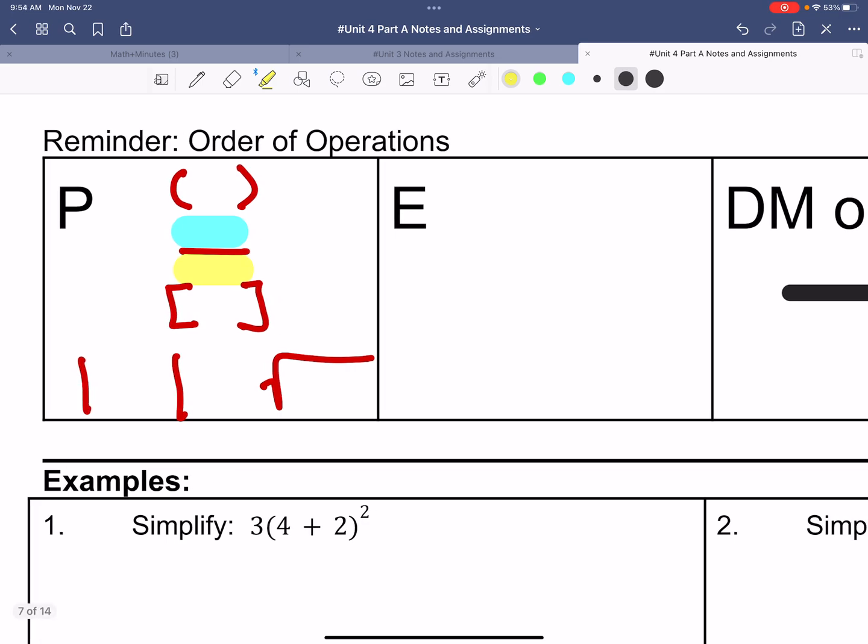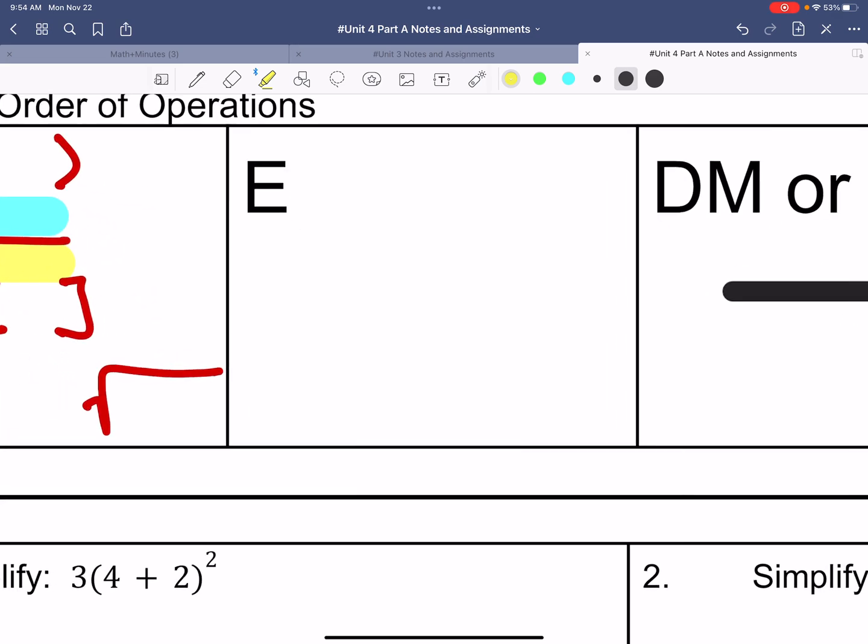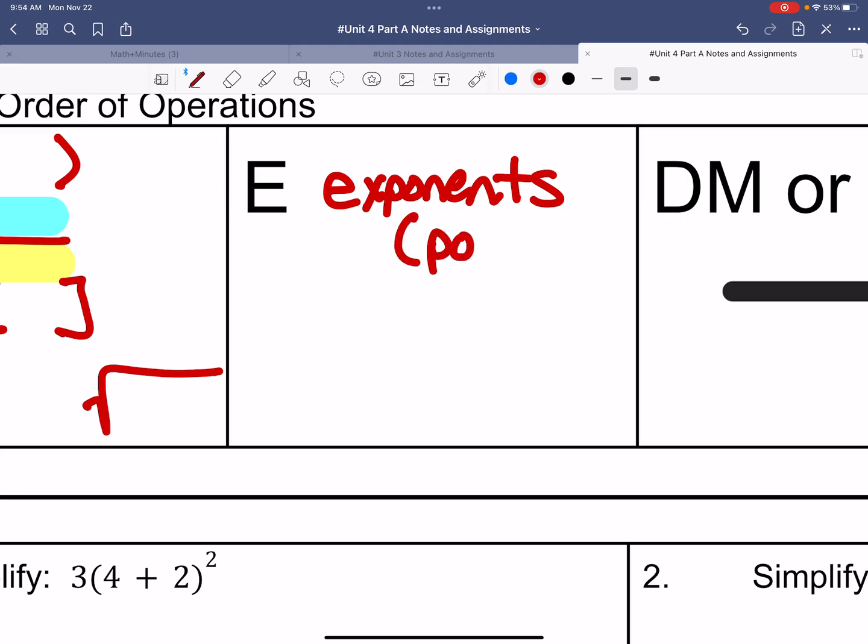Now, what does that E stand for? Jade, you remember? Exponents. Did we do any of those before? Heck no, we didn't. Today, we're going to start doing exponents, which is also known as powers. And actually, it's also the same as square roots, but we're not going to worry about that at this time. Okay, so we're doing exponents today.